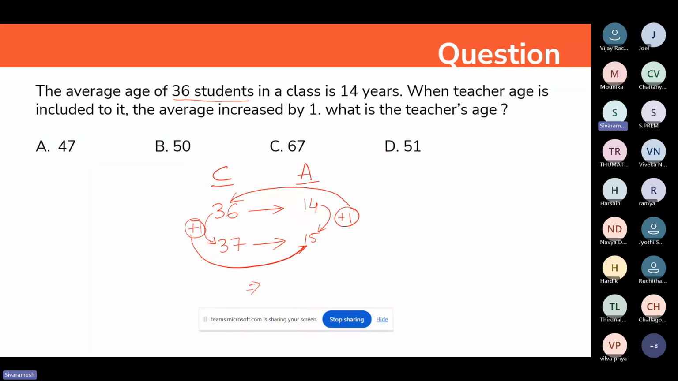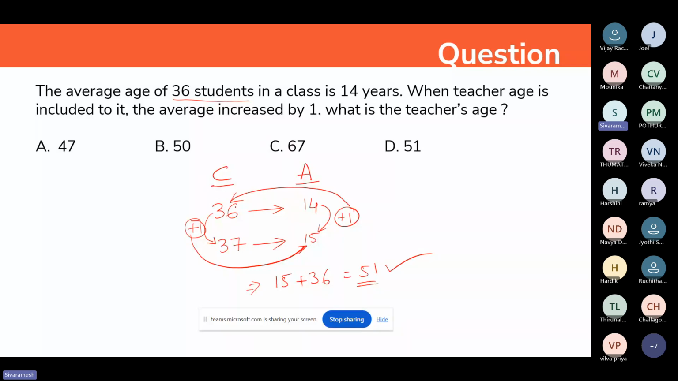First see, 1 into 15 is 15, plus the right hand side difference, again it was increased by 1. So 1 into 36 will be 36. I hope you can observe these arrows. This one is multiplied with 15 and this one is multiplied with 36, which equals 51. This will give you the teacher age.